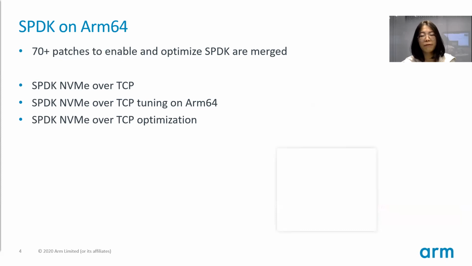About SPDK, we have contributed more than 70 patches to enable and optimize SPDK on ARM64. And in the following slides, we will walk through our practice of running SPDK NVMe fabrics on ARM servers. In NVMe fabrics, there are different fabrics like RDMA, TCP, and Fibre Channel. Here I will mainly show our work on SPDK NVMe over TCP. I will show the I/O performance status and the tuning done on ARM64, and our optimization on SPDK NVMe TCP I/O throughput.